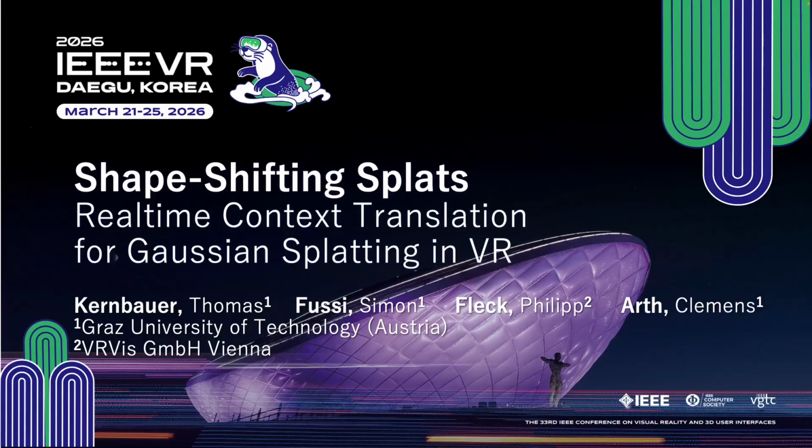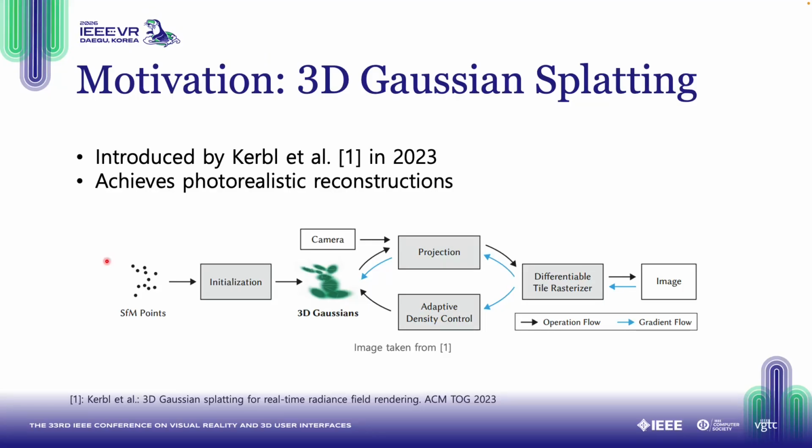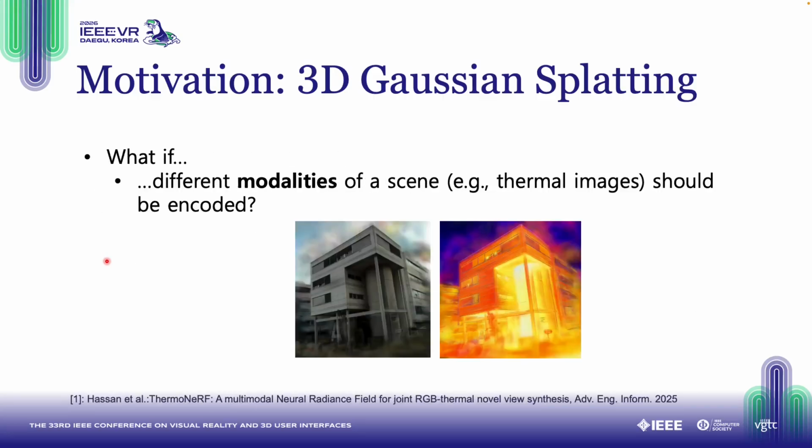In this video, we are presenting Shape-Shifting Splats, real-time context translation for Gaussian splatting in VR. 3D Gaussian splatting was introduced by Kerbl and colleagues in 2023 and has since been the state of the art for photorealistic reconstructions and novel view synthesis. However, as you can see in this workflow description from the original paper, 3D Gaussians are static. Once trained, changes in the Gaussian splatting model are only feasible via complete retraining.